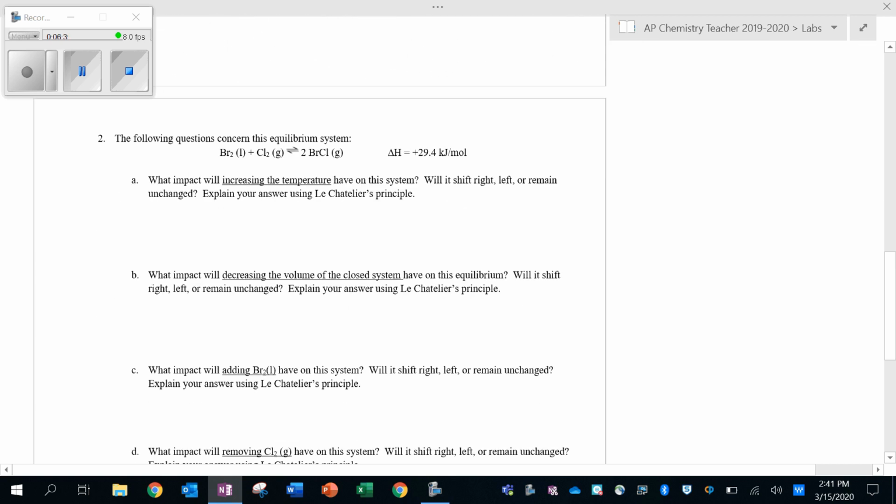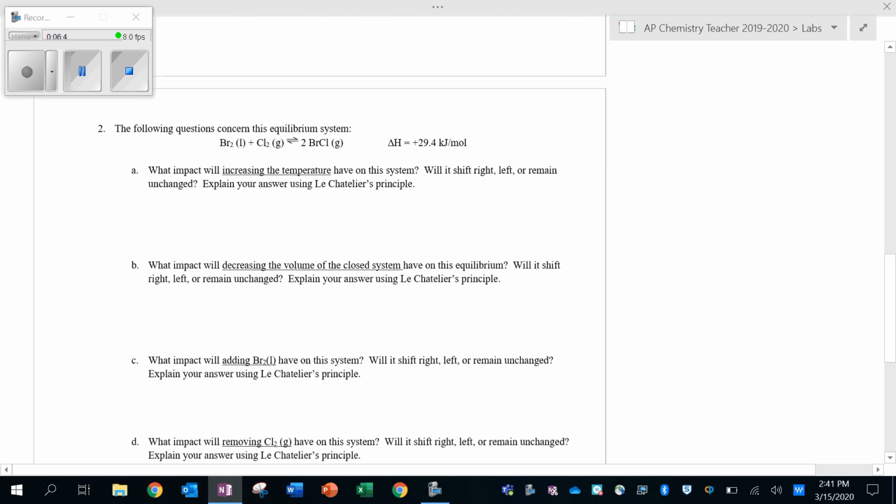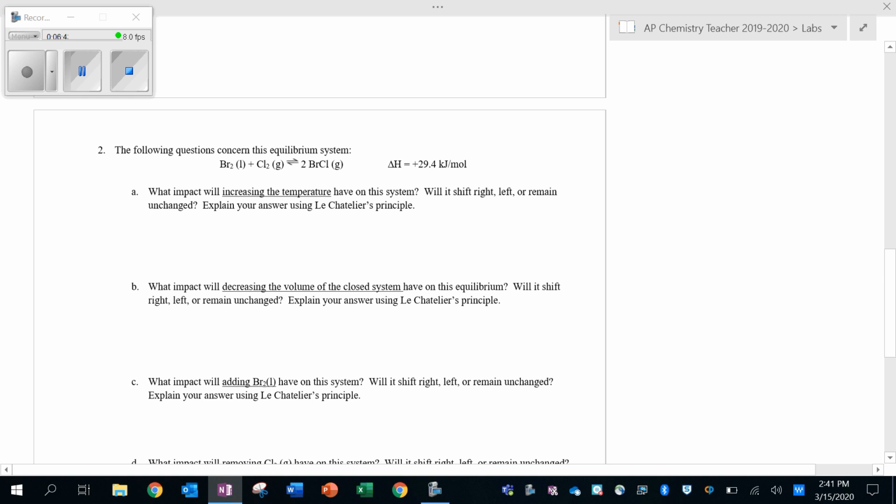Let's look down at this one. We've got this reaction system. What impact will increasing temperature have on this system? So your reaction is endothermic. That means heat is behaving like a reactant. So when you add heat, the reaction is going to shift to the right in order to use up that excess heat that you added.